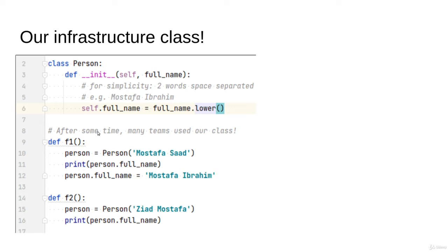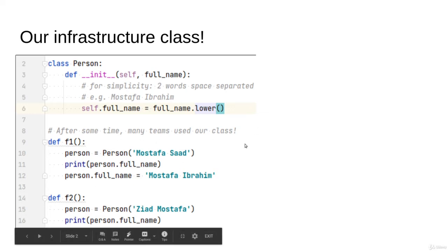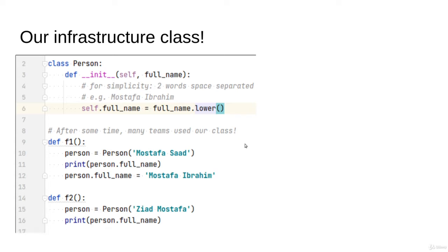So after some time, there are many teams that use this class and depend on it. As a background, the word infrastructure or an infrastructure team is very common in big companies like Google, Facebook, and Microsoft. In these companies, we would like some of the very common utilities and very common classes and packages to be implemented so that everyone is depending on them. You can imagine how sensitive these infrastructure projects are.